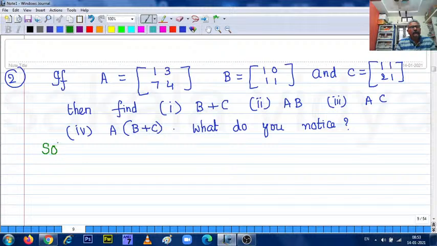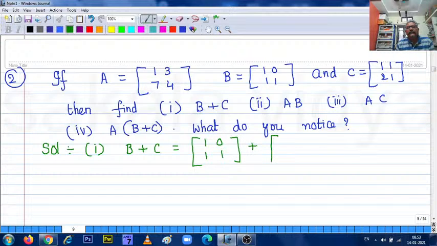Solution. First question, B plus C. It's very easy. 1 0 1 1 plus 1 1 2 1. You know how they can be added? So 1 plus 1 is 2, I am writing directly. 0 plus 1 is 1, 3, 2. Am I correct? This is B plus C.